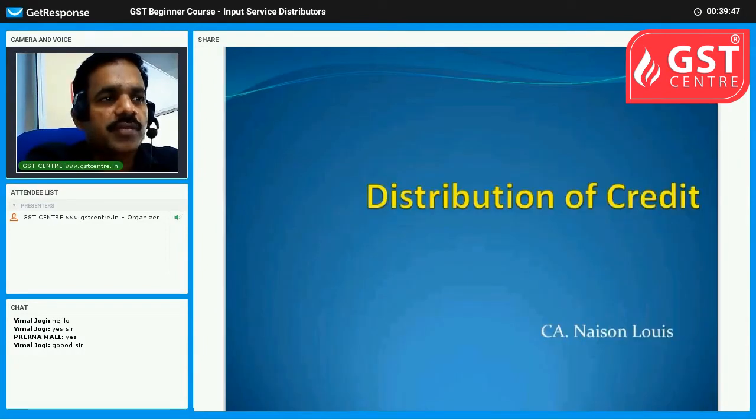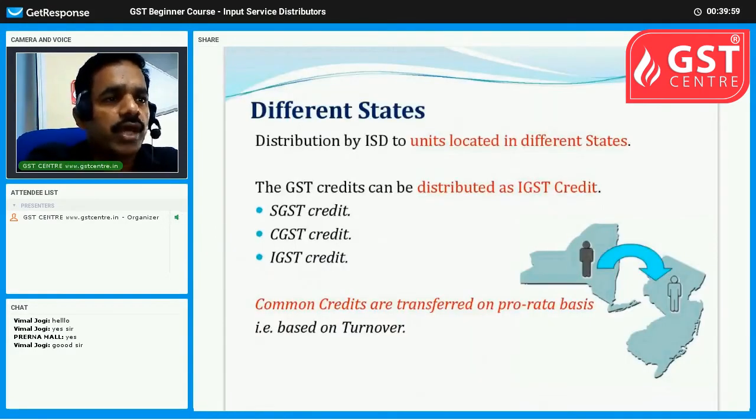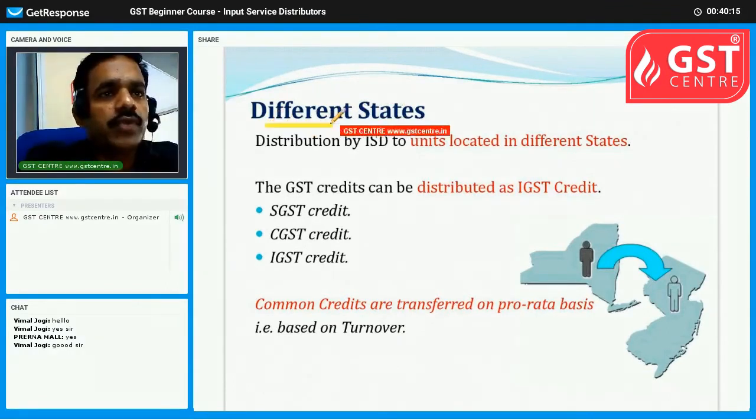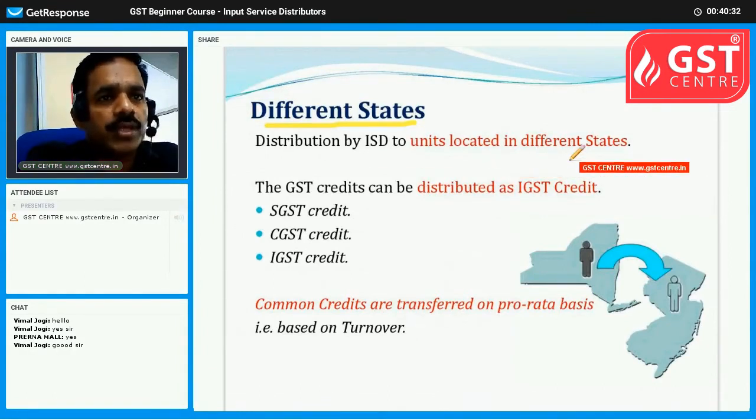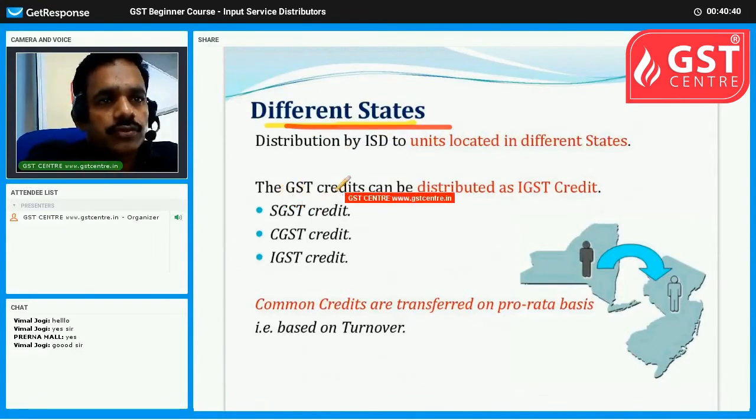We will see some examples of how to distribute credit. There can be a scenario where units are in different states as well as units in the same state. If the units are in different states, how will we deal with that? We have already seen an example of different states, with the input service distributor in New Delhi and units in Chennai, Bangalore and Mumbai. In that case, it is called different states. In such a scenario, what do we have to do?